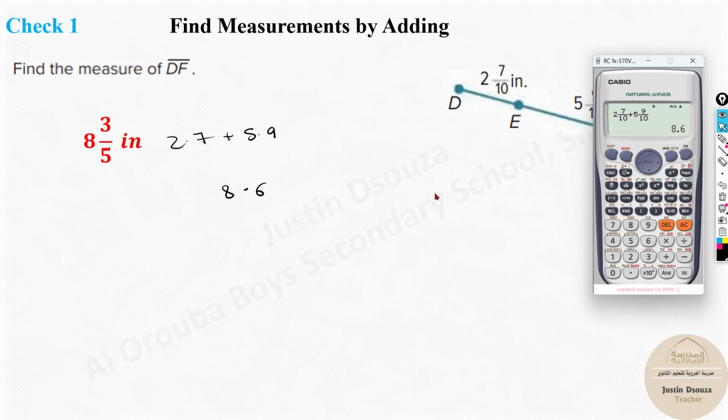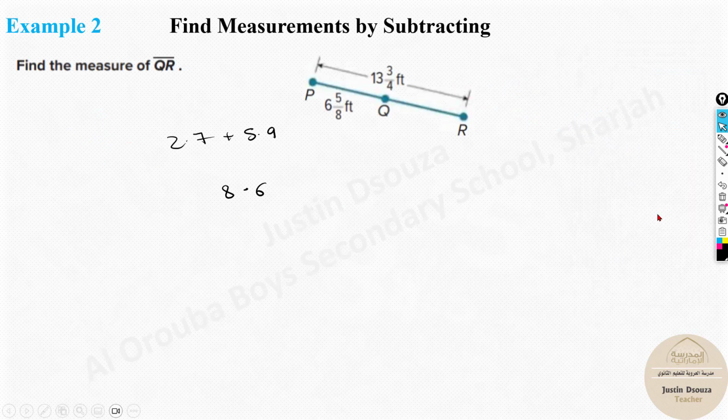So that's the thing. Now if you want this exact answer, you can do one thing. Your calculator doesn't give you a mixed fraction, so that option is not there. But you can do one thing, that is write this answer out: 8 and 3/5. And if you solve it up, you will get 8.6. So this is how we can match the answers.